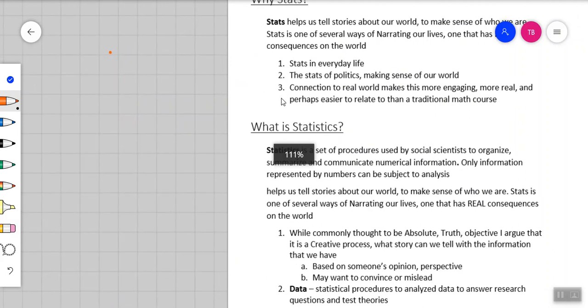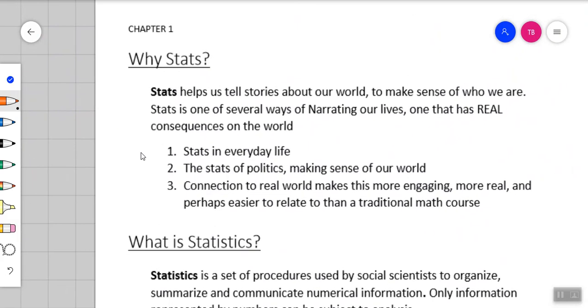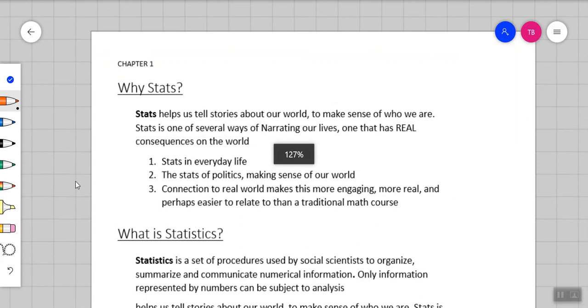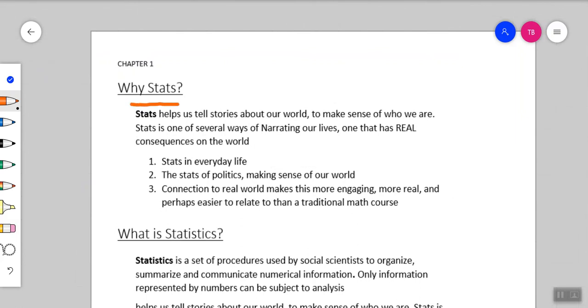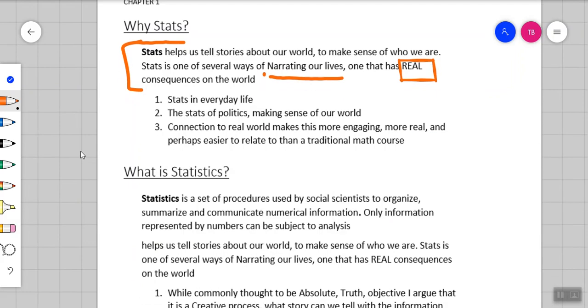So one of the first questions we're going to ask is why stats. We talked about this a little bit in the opening class. This essential idea of why are we looking at statistics? Because as we've talked about before, in sociology broadly, we're trying to understand the world in order to maybe make it a better place, maybe transform it. So stats is one of these versions of how we tell our stories about the world to make sense of who we are. And of course, this has ways of narrating our own lives and has real consequences on the world.